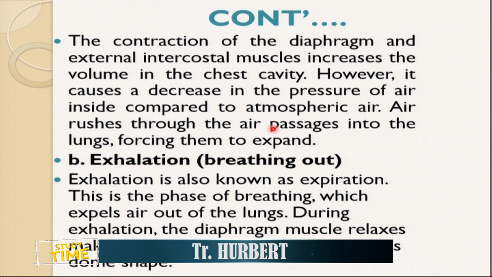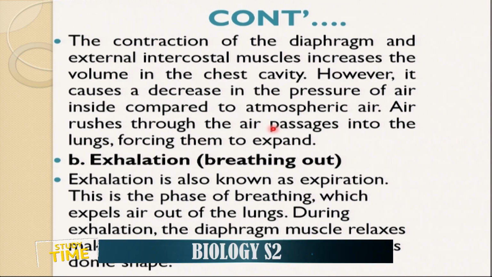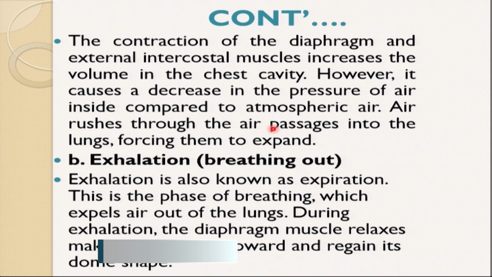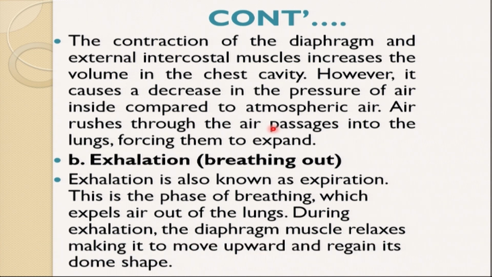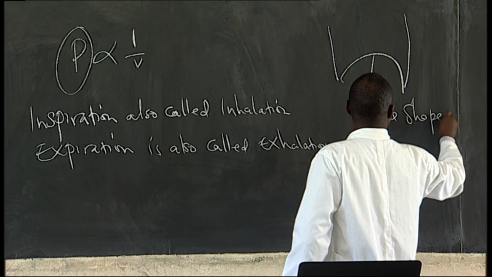We have exhalation. Exhalation is also known as expiration, as I will write on our chalkboard. This is the phase of breathing out, which expels air out of the lungs. That is when oxygen is taken in, carbon dioxide must be expelled out. The diaphragm muscles relax and move upward and regain their dome-shaped structure. These are the ribs, and this is called a dome-shaped structure.